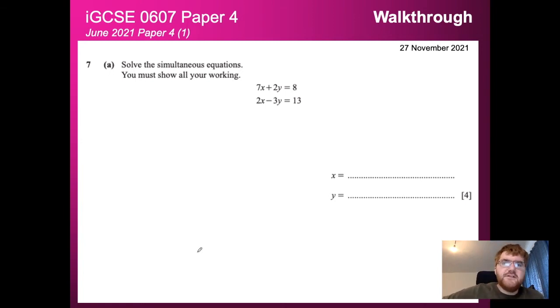And on to question 7, which is a little bit untypical for a paper 4, more in the style of a paper 2, where we're going to solve a series of equation questions. So we're going to solve the simultaneous equations here, and we need to show all our working. So you can't just try and use any equation solver or linsolve. It should be blocked anyway, but you do need to show your working.